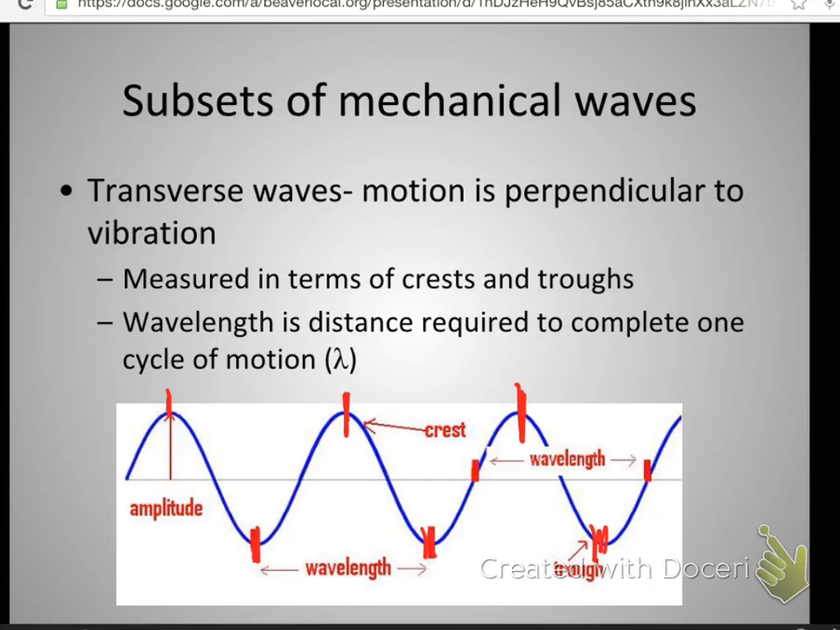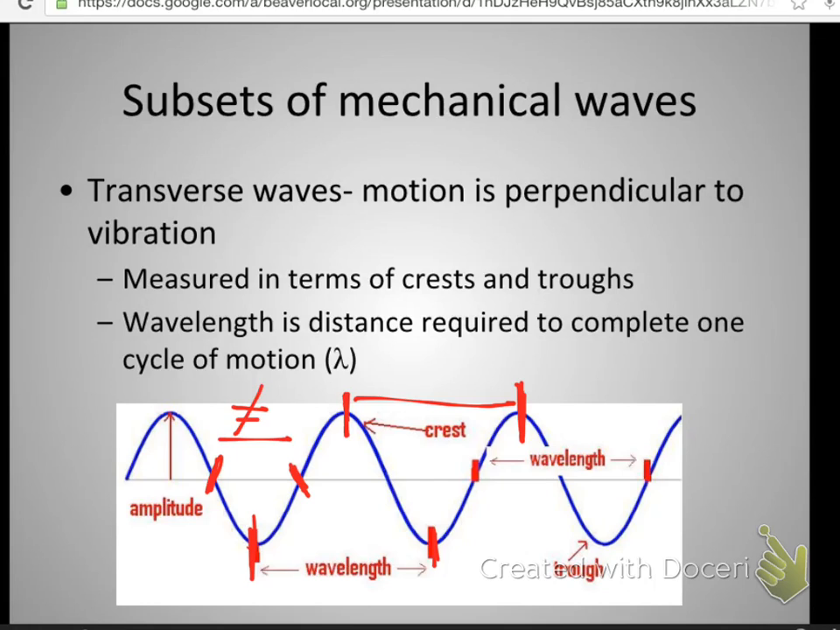And one wavelength is one entire cycle of motion. So one wavelength involves going from a trough to a trough or a crest to a crest. That is one wavelength. The one you want to be careful about is going from equilibrium to equilibrium. Because if you go from the equilibrium position to the equilibrium position, this is not a wavelength. Why? You've only gone through half a cycle of motion.